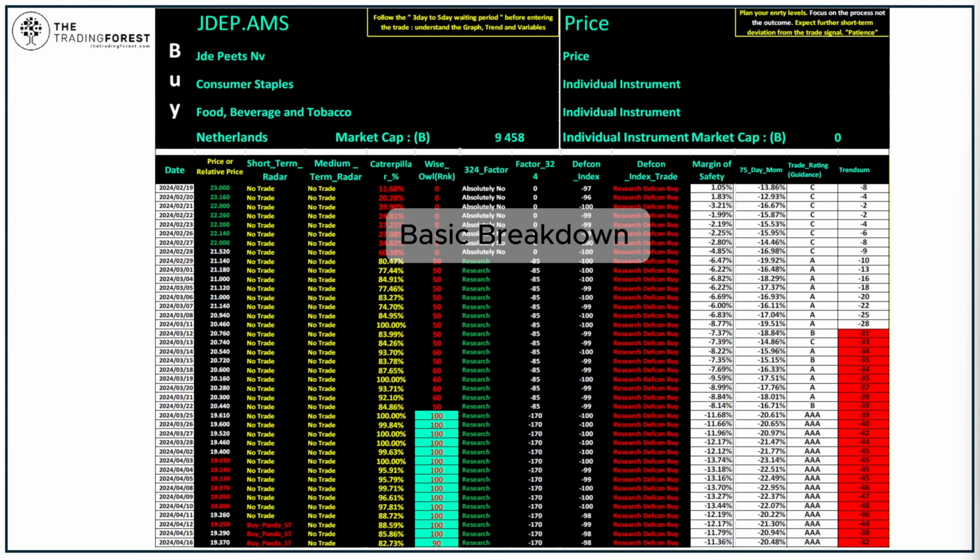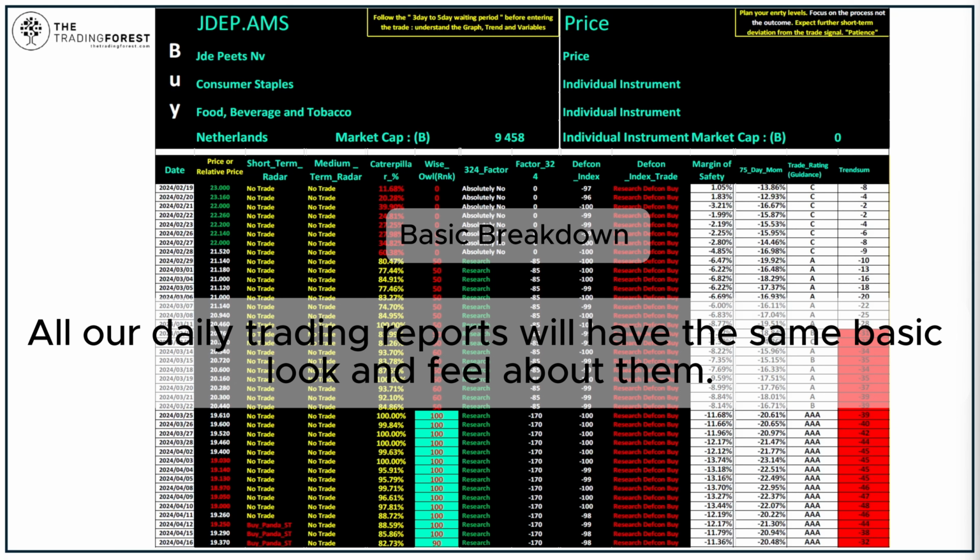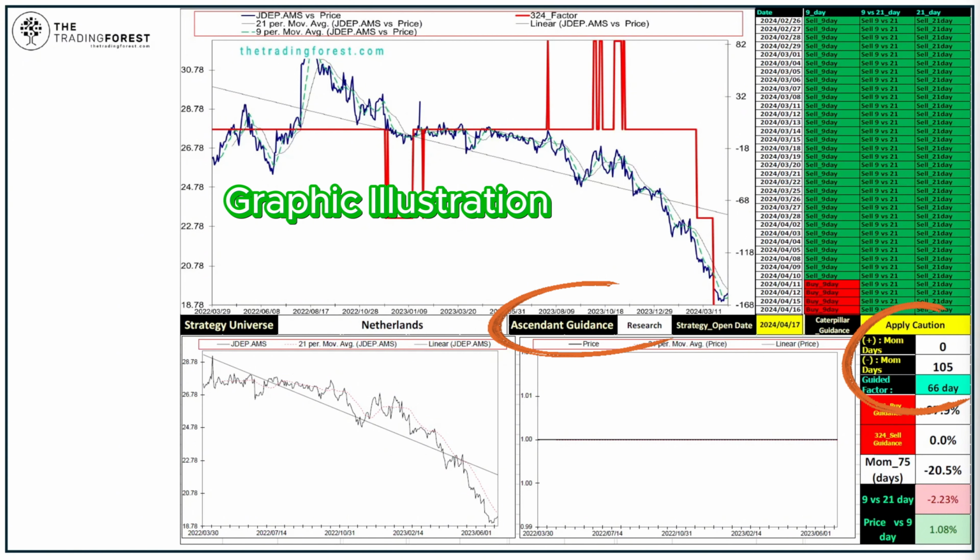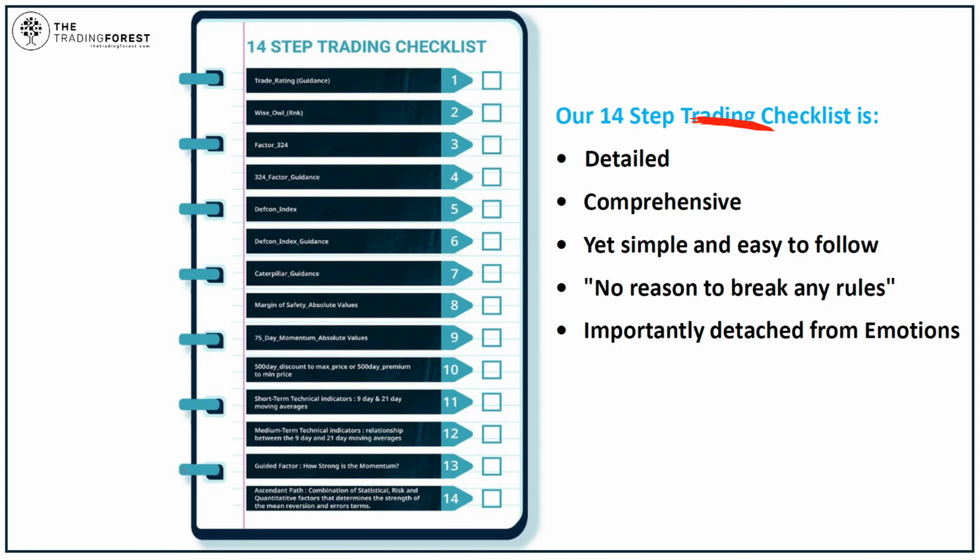See a basic breakdown of our trading report with all our key variables. All our daily trading reports will have the same basic look and feel about them. Analyze them in your own time and ensure you get a basic understanding of them. This page contains the graphic illustration of the strategy in question with a summary of the most important variables. Pay close attention to the Guided Factor, Ascendant Guidance, and Caterpillar Guidance. Our 14-step trading checklist has been designed to assist the trader when formulating and researching a trading strategy. The 14-step trading checklist is comprehensive and easy to follow.